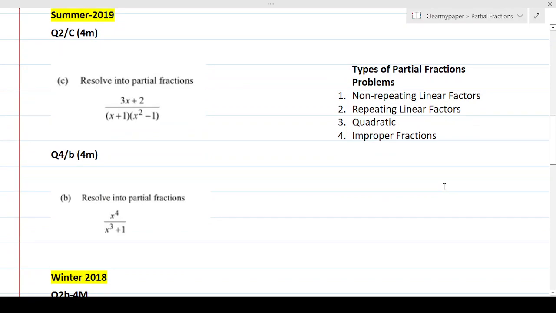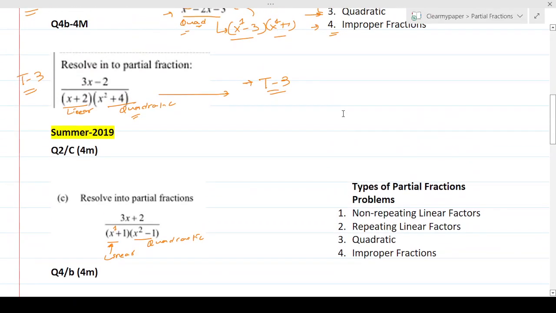So we have this problem in question 2C, resolve into partial fractions. So let's focus on the denominator. Looks like there are two factors. The first is linear. We don't have to break our head on that because the power of x is 1. The second is a quadratic factor. And like I said in the previous examples, over here also I missed to check. We also need to check whether it's a proper or an improper fraction.